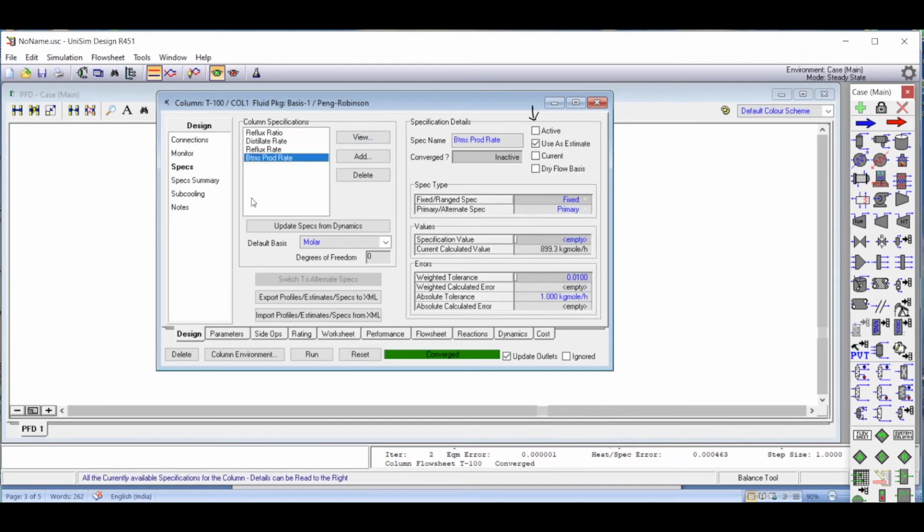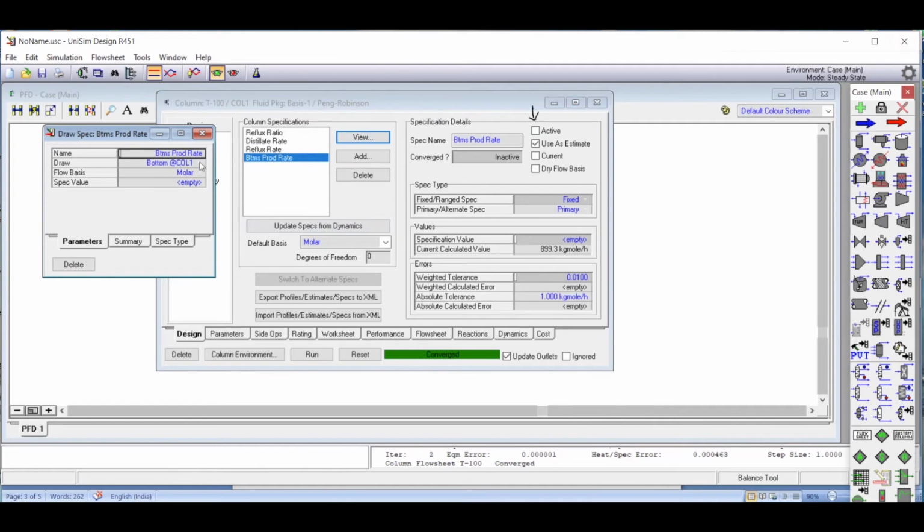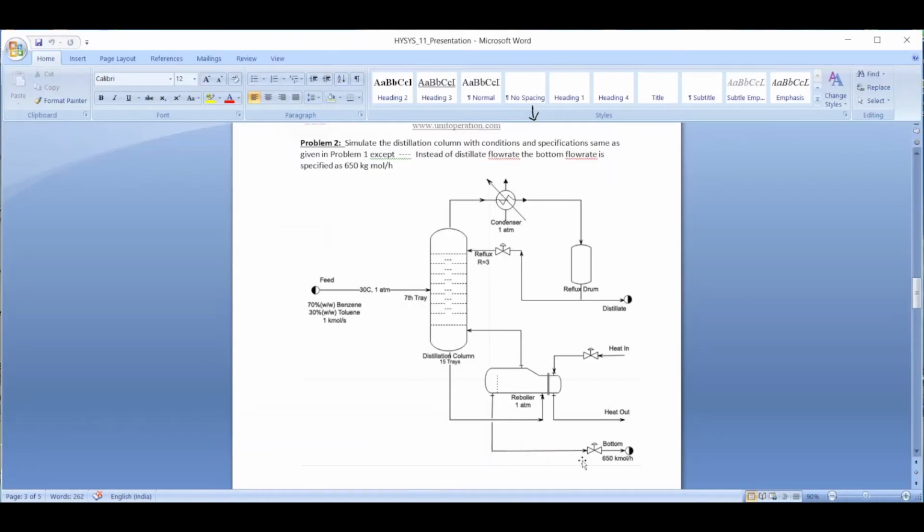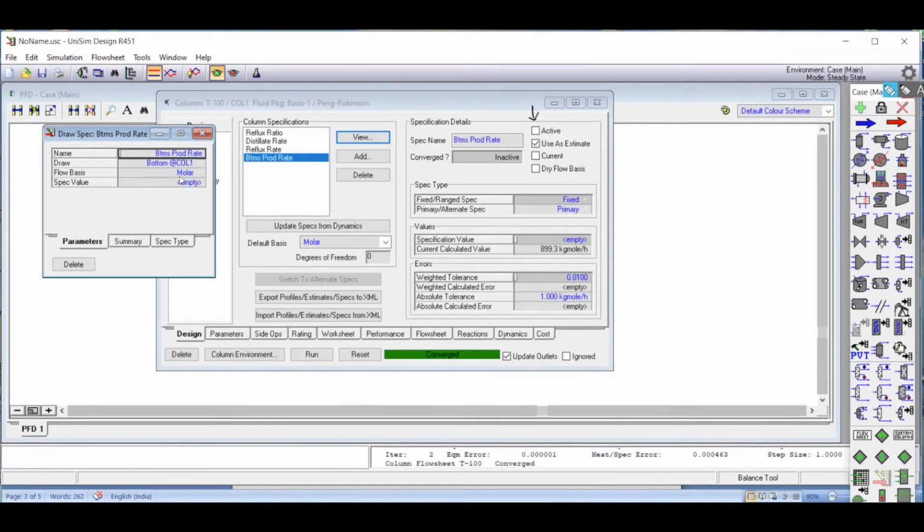So here if you go there, you click on the view, and as you can see, this is bottom product rate, and of course it will be bottom in column number 1. This is the column we have defined, it is coming at the bottom. And this is 650 kilomoles per hour, so that's the total flow rate. Here the molar flow rate is the basis, and the spec value of course would be 650.